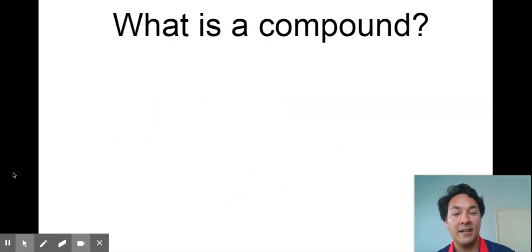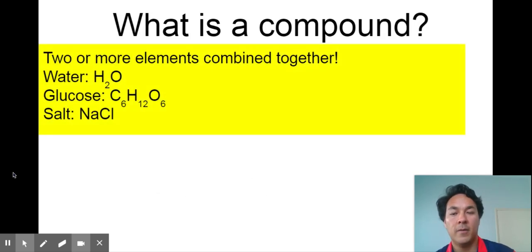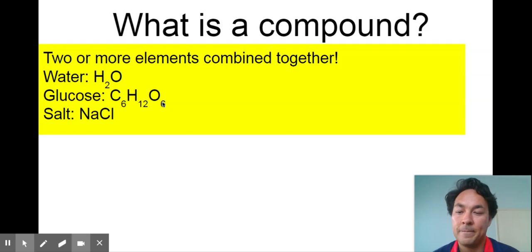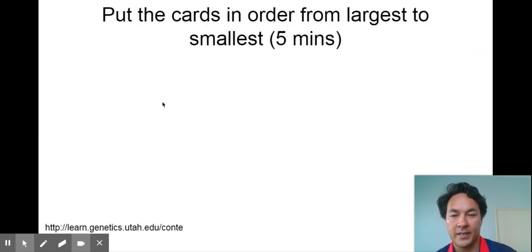Okay, what is a compound? Well, a compound is two or more elements combined together, right? So here, combining together hydrogen atoms and oxygen atoms, you can make water. And so this is different than just hydrogen or oxygen by themselves, and it's going to have different properties. You combine together carbon, hydrogen, and oxygen, you can get a carbohydrate, like glucose. You could also make a lipid, like a fat. You combine together sodium and chlorine, and you can get table salt. And so that's a couple examples of a compound.